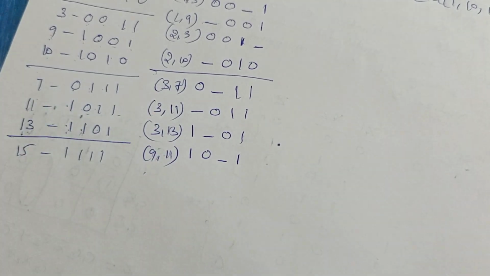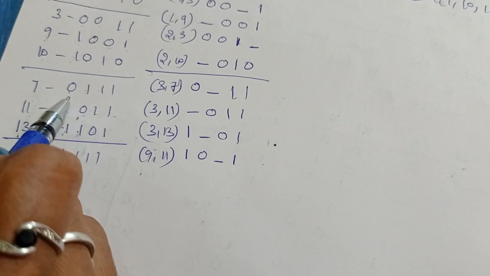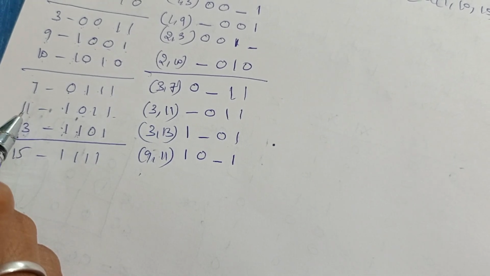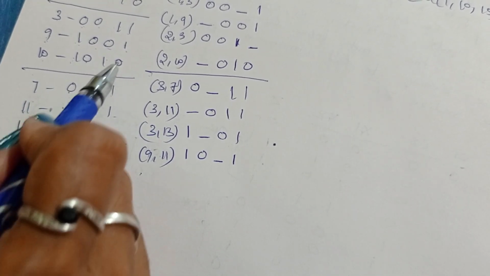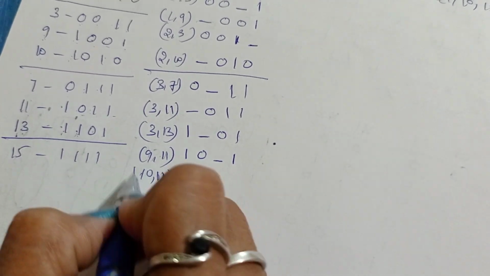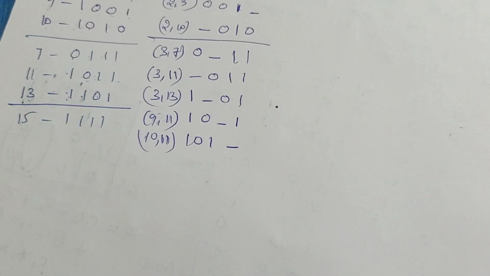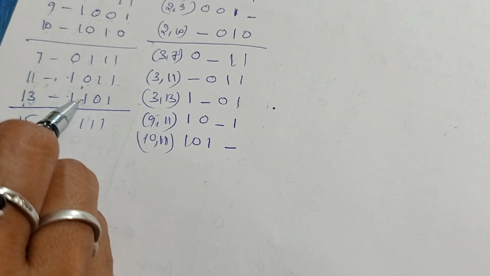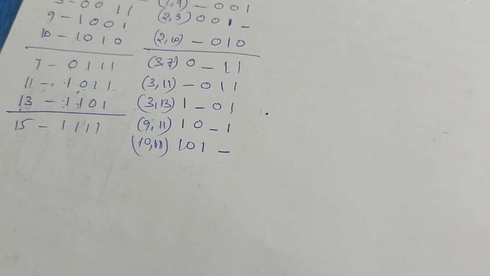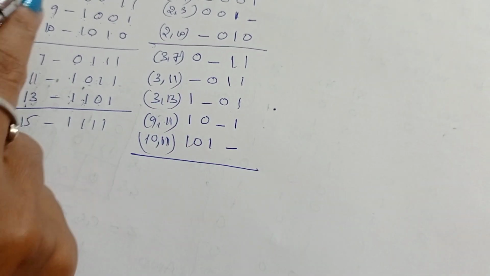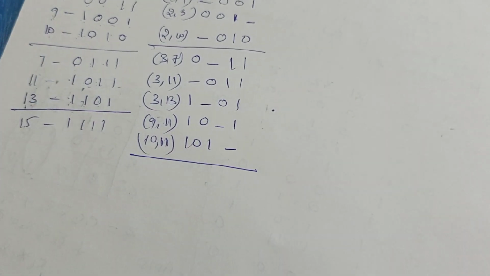Next 10 with 7. 1 change, 2 change, 3 change, not possible. 10 with 11. 1, 0, 1 is constant, here changing. So 10 with 11 is possible: 1, 0, 1, hyphen. Next 10 with 13. 1 is constant, 0 is changing, 1 is changing, 0 is changing. 3 changes. So not possible. So second group compared with third group is completed.